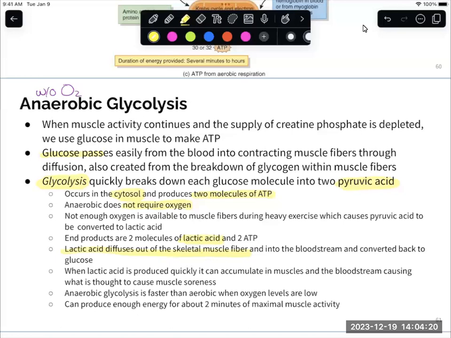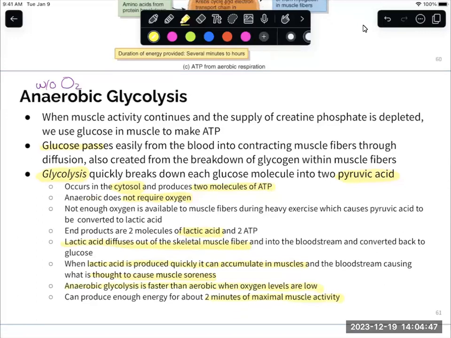When it's produced very quickly, it can accumulate in those muscles. And this is what's thought to cause muscle soreness. Again, we use this when oxygen levels are low, but it can only give us about 2 minutes of energy. That's it. So creatine phosphate gives us 15 seconds, anaerobic glycolysis gives us about 2 minutes.